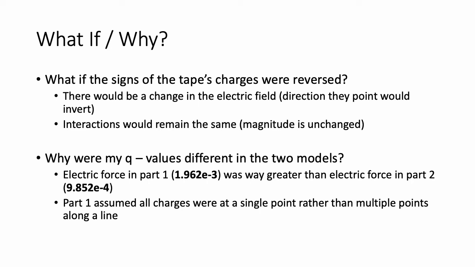And then why were my Q values different in the two models? As we can see, the electric force in part 1 was way greater than the electric force in part 2 of my code. This is because part 1 assumes that all charges were at a single point rather than multiple points along the line, which is what part 2 of my code represents.